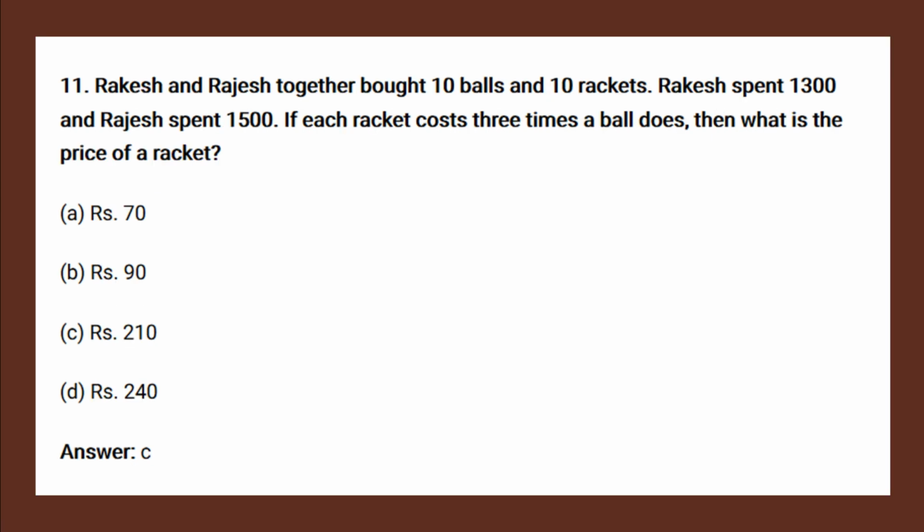Next question 11. Rakesh and Rajesh together bought 10 balls and 10 rackets. Rakesh spent 1,300 and Rajesh spent 1,500. If each racket costs 3 times a ball does, then what is the price of a racket? Option A, 70 rupees; B, 90 rupees; C, 210 rupees; D, 240 rupees. And the answer is option C, 210 rupees.